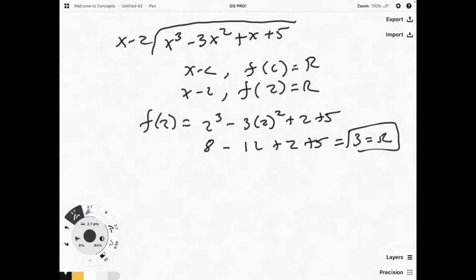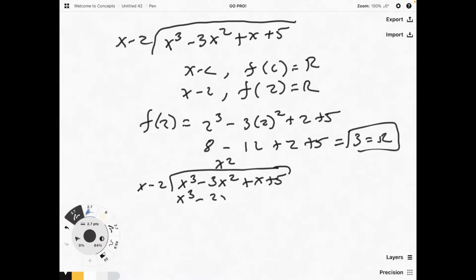If we want to do it the traditional way, then we can do x minus 2, and we're dividing that into x cubed minus 3x squared plus x plus 5. How many times can x go into x cubed? That is x squared times, and then x squared times x gives us x cubed minus 2x squared, and now we're going to subtract this. That's going to be a plus, and that's going to cancel out. We get negative x squared, and we ask ourselves how many times can x minus 2 go into x squared, and so in this case it's x times, but it's a negative x times.